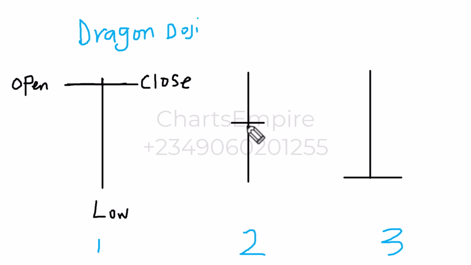Now, when you have something like this, you have equal highs and lows. Remember, this is the high or upper shadow or upper wick. This level right here is the high, and this level at the bottom is what we call the low, right? So this is the open, and this is the close, right?